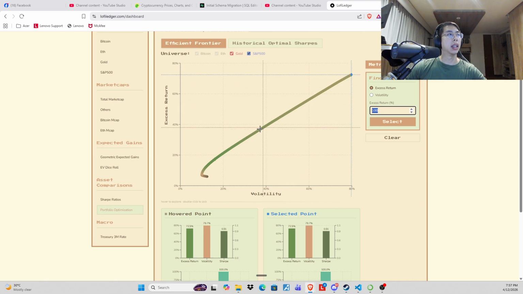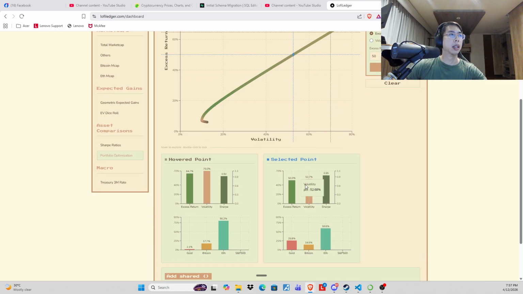Everything on this line is called the efficient frontier, because it is the portfolio that maximizes your risk-adjusted returns. Just to illustrate this, I want to show you a different value. For example, you want a 50% year-on-year return. This is the portfolio that gives you the maximum risk-adjusted return.